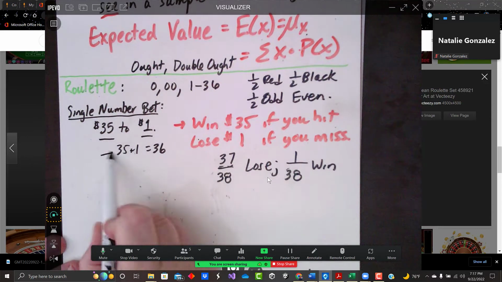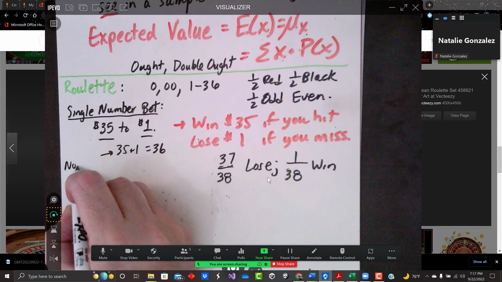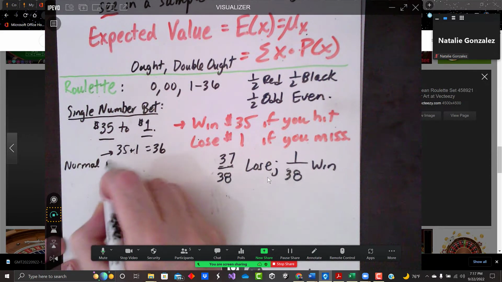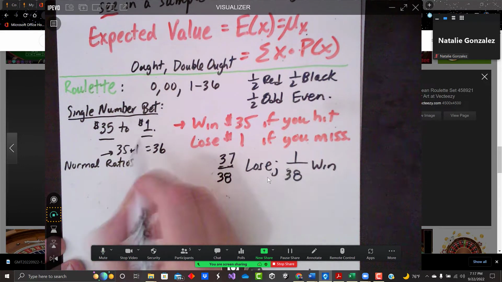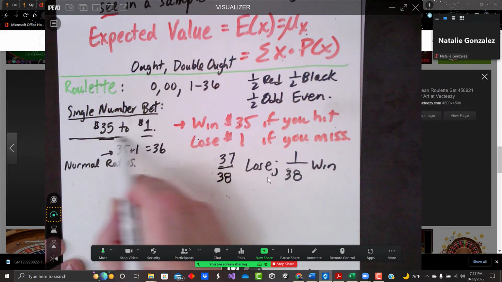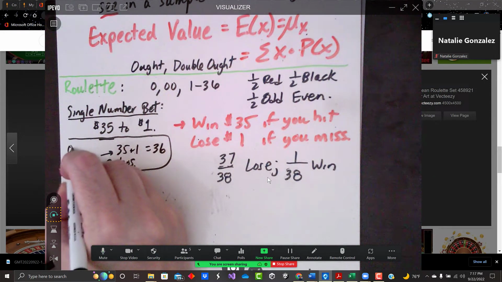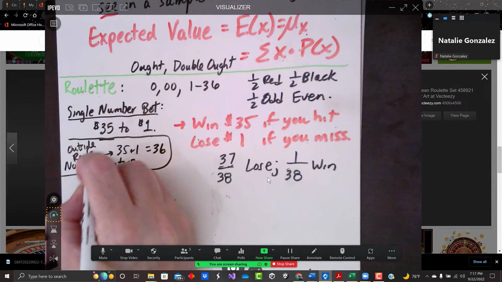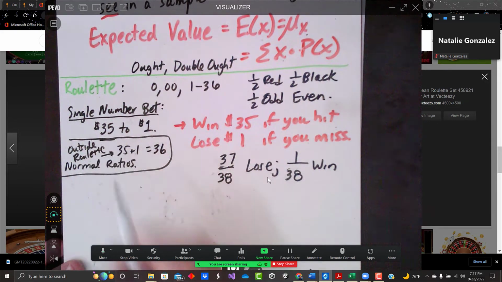This idea is normal for ratios. You'll see problems where this pops up, and I literally added them up to do the division kind of thing. That doesn't apply in the roulette we're doing right now. This is outside roulette. 35 to 1 means 36.